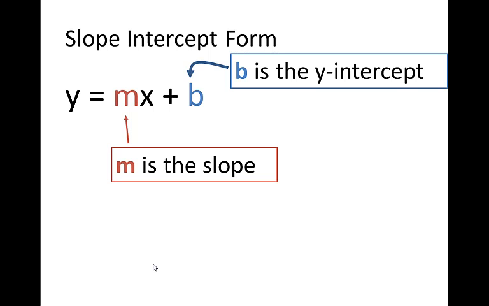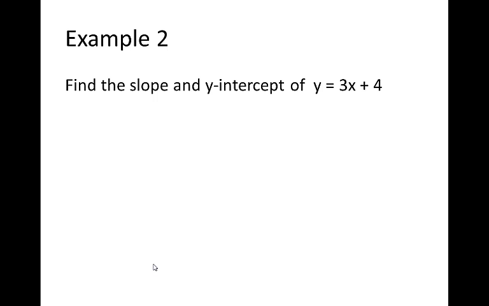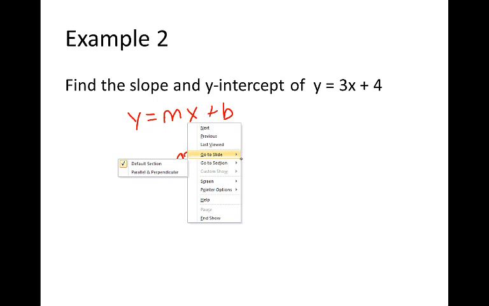So again, our slope-intercept form is y equals mx plus b. m is the slope, and b is the y-intercept. So let's find the slope and y-intercept of y equals 3x plus 4. So again, our form is y equals mx plus b. So the slope is the number beside the x once we solve for y, and only once we solve for y. It's already solved for y. So my slope, m, is equal to 3.